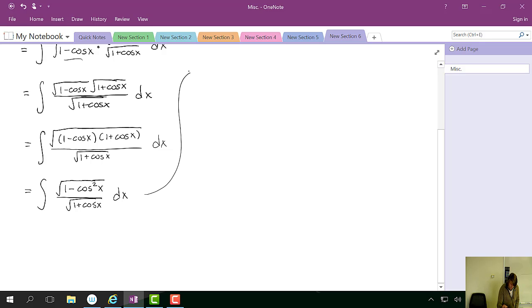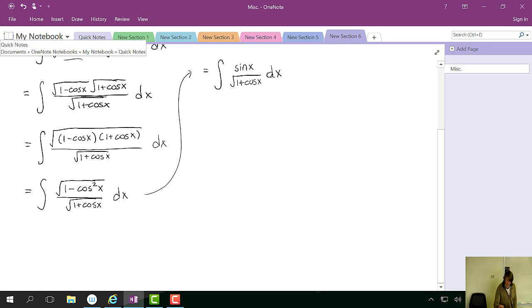And so maybe some of you see where this is going. What's 1 minus cosine squared of x? Right, so square root of sine squared, sine of x. And then from there, this one can actually just be solved by a simple u substitution. Anyone know what u should be? Or have a guess? 1 plus cosine of x.